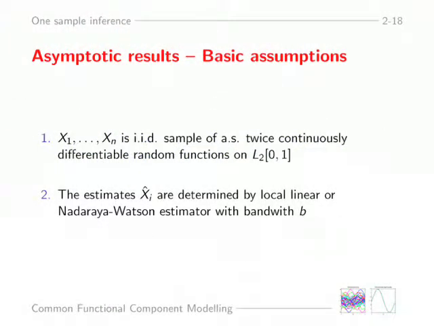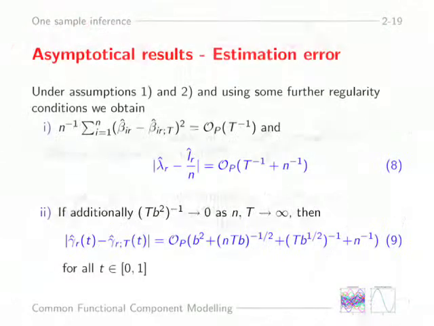Okay, just to give you some asymptotic results, because this is the basis of our two-sample problems. If you have one IID sample of twice continuously differentiable functions, and x hat determined by local linear or Nadaraya-Watson estimator with bandwidth b, then you get this first result that gives you the difference between these two.